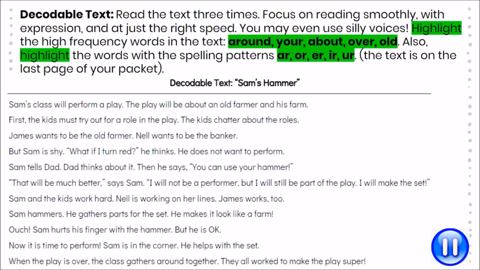Around, your, about, over, old. Also, highlight the words with the spelling patterns: AR, OR, ER, IR, and UR. This text is on the last page of your packet. You may practice reading the text right here by pausing this video now.